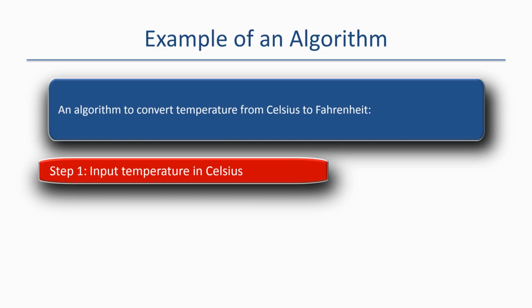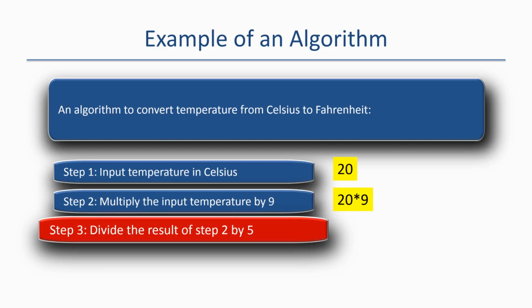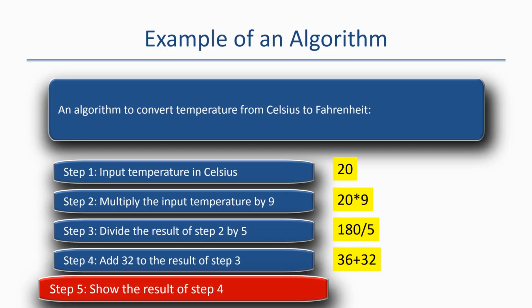Step one of the algorithm was to get the input temperature in Celsius. Imagine that the input temperature is 20 degrees Celsius. In step 2, we get the input temperature and multiply it by 9. In step 3, we divide the result of step 2 by 5, which is 180 divided by 5. And in step 4, we add 32 to the result. Now 180 divided by 5 is 36, and we add 32 to it. And then in the last step, we show the result of step 4, which in this case would be 68.